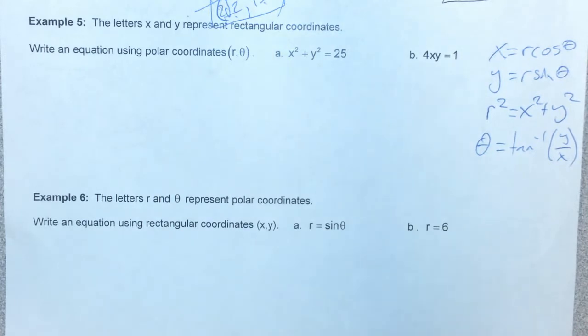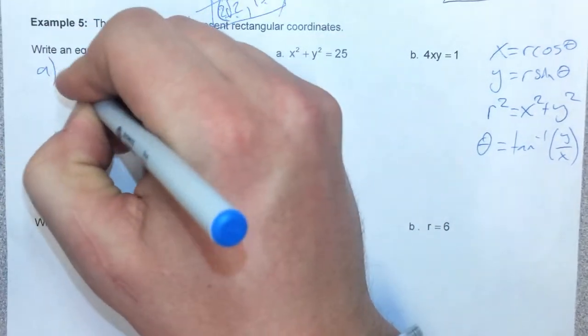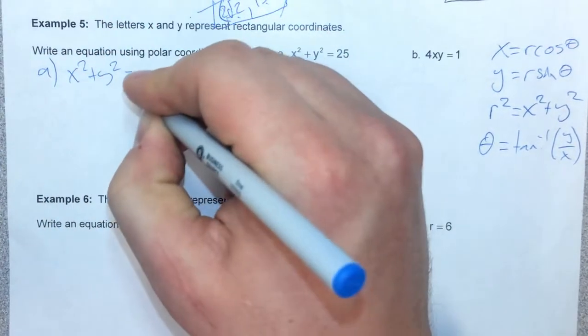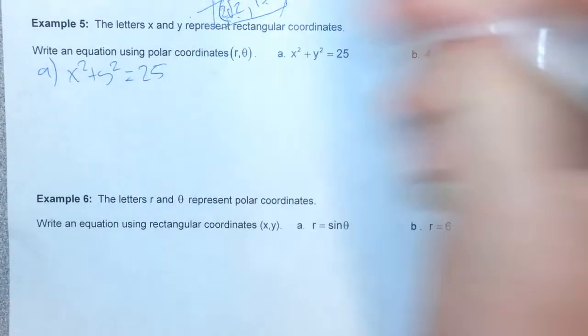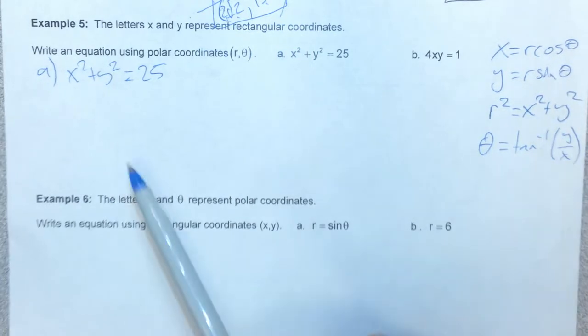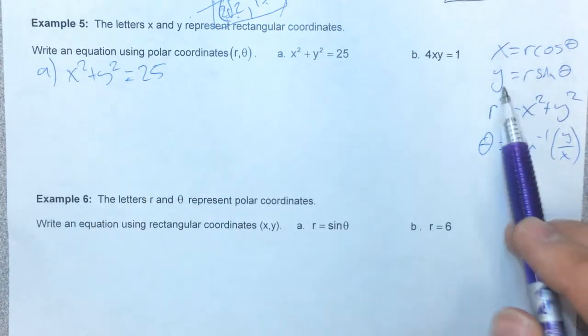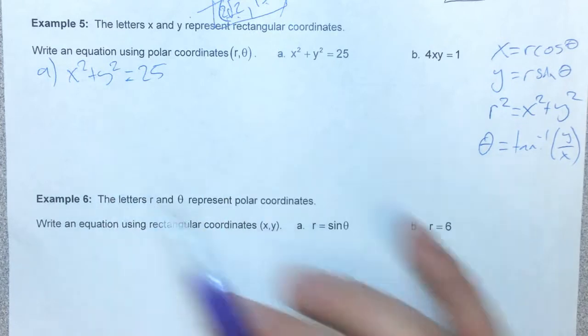All right? So looking at these equations and then looking at a here, we can start with a. So x squared plus y squared equals 25. Is there any way I can substitute something from over here so that I can get rid of some stuff over here? Got anything? I could definitely go x equals r cosine theta, throw that in there, y equals r sine theta, throw that in there, and go from there.